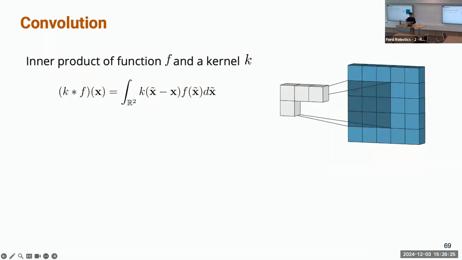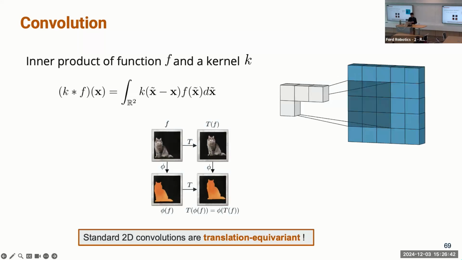Okay, now we can look at convolutional neural networks. In the literature, people have shown that the convolutional neural network is one of the best ways to do image processing. It's an inner product of the function f and the kernel k. Basically, each time we shift the kernel and then perform the inner product. The standard 2D convolution is translationally equivariant. What that means is that if the input cat is shifted to a different location, then the learned feature of the cat will automatically be shifted to a new location.